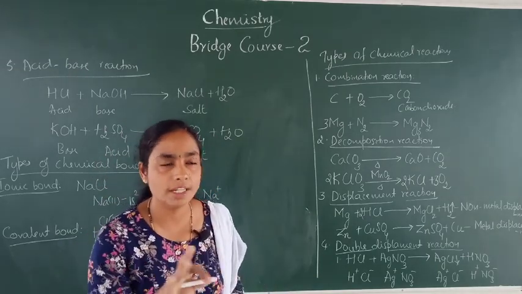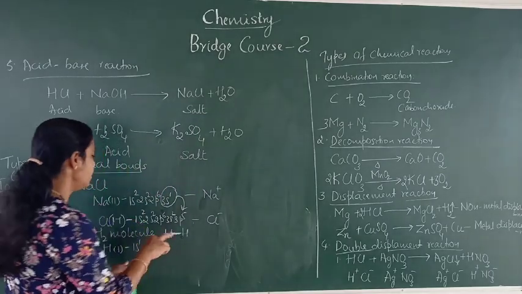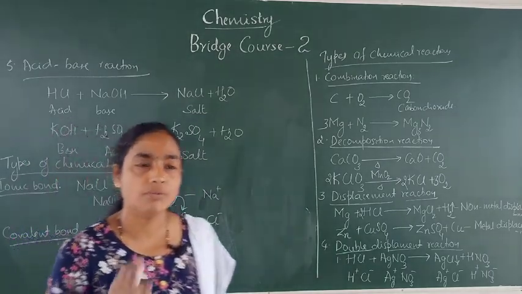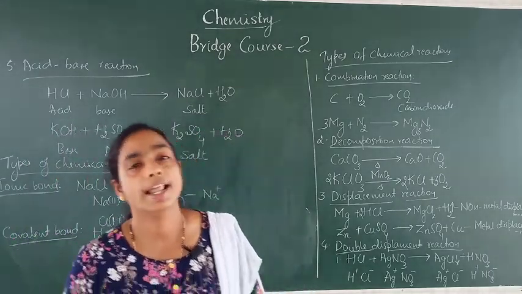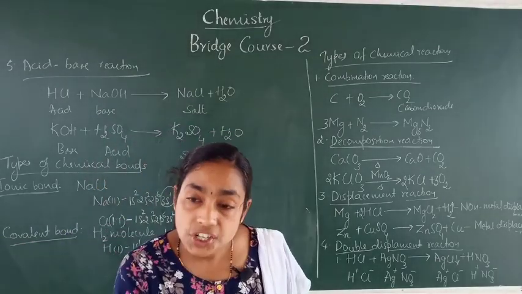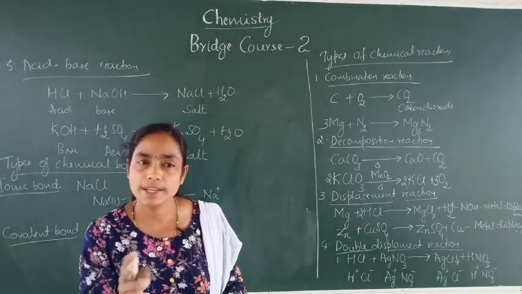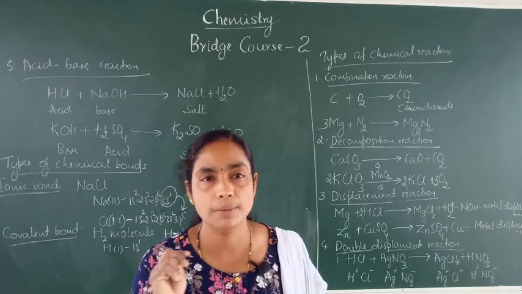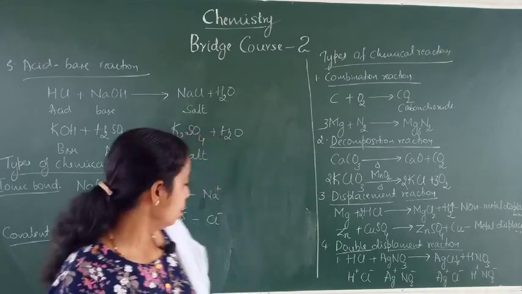In between the two atoms there is a covalent bond, and for the bond formation one atom contributes one electron and another atom contributes one electron. Sharing of pair of electrons takes place and a covalent bond is formed in between the atoms.